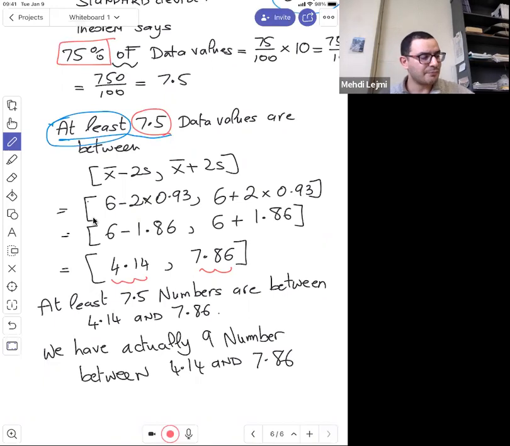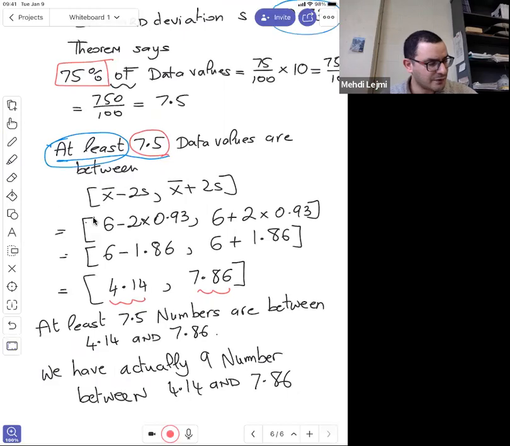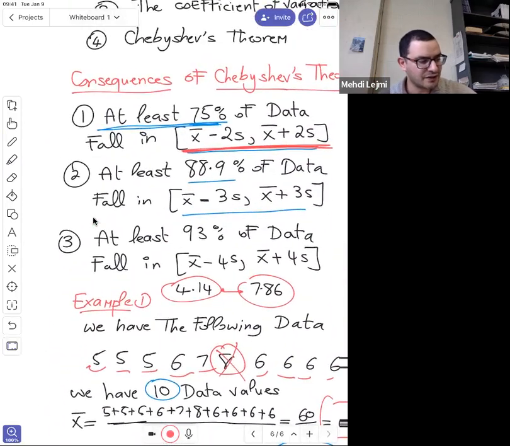So again, in some sense, the theorem predicts the minimum number of your data values between your X bar plus or minus a multiple of the standard deviation. So the idea here, in the exercises and the practice, guys, is that in the problem you're going to see a percentage. Most of the time it's going to be either 75% or 88.9% or 93%.